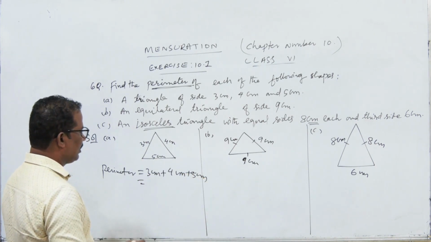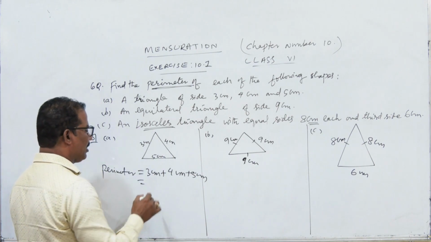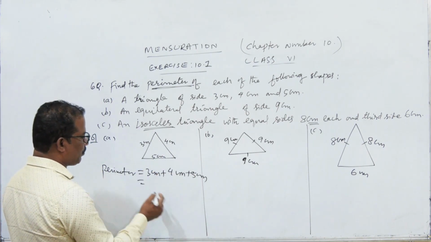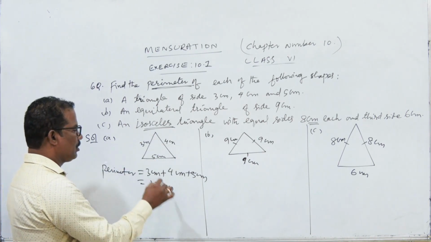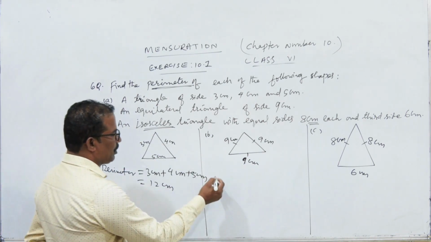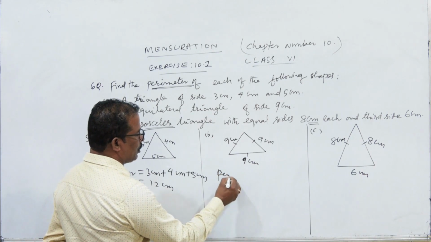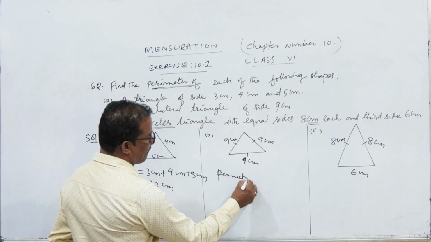So the total length of the boundary is 3 plus 4 is 7, 7 plus 5 is 12 centimeter. So the perimeter of question A is how much? 12 centimeter.